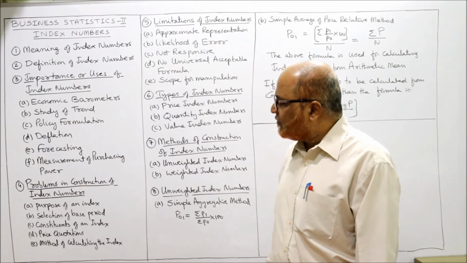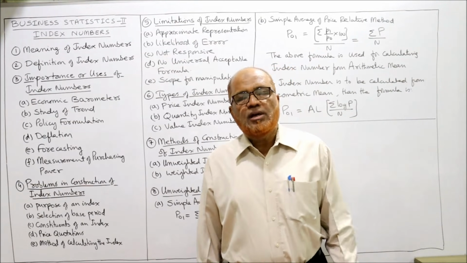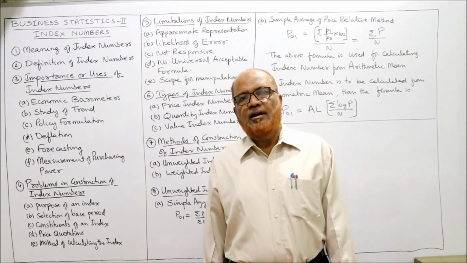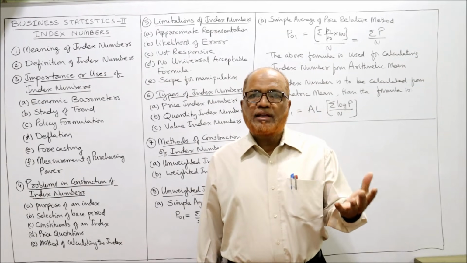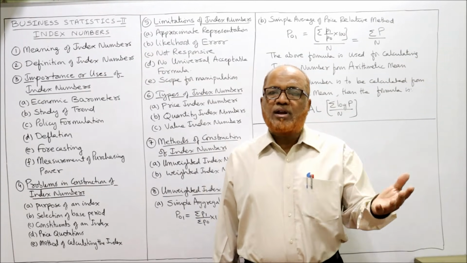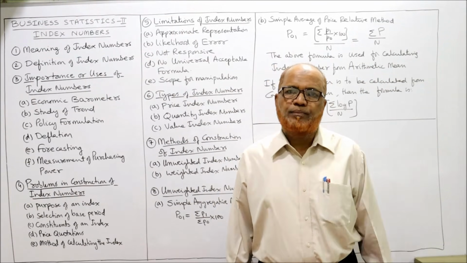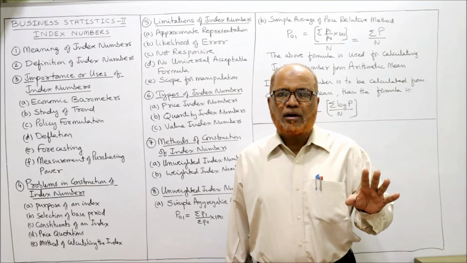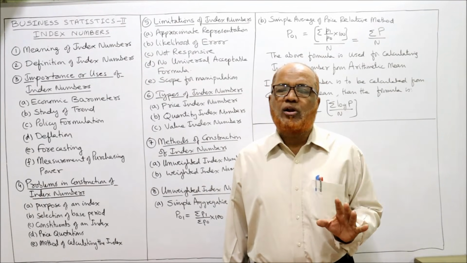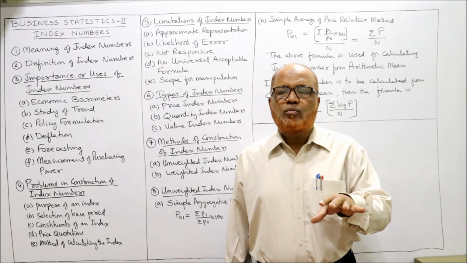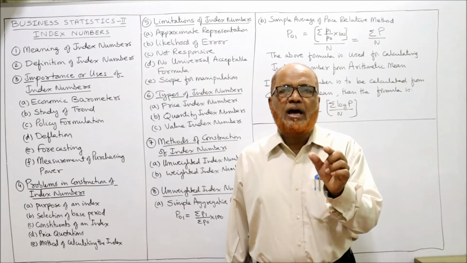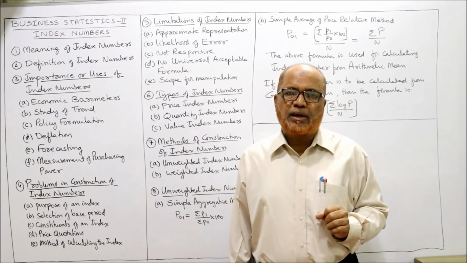Next one is the method of calculating the index number. There are many methods of calculating index numbers. For example, we have to take the average. In the case of average, we have mean, median, mode, geometric mean, harmonic mean. So many averages are there. Normally, median and mode we will not take. We'll calculate the most appropriate mean. The average is the geometric mean.